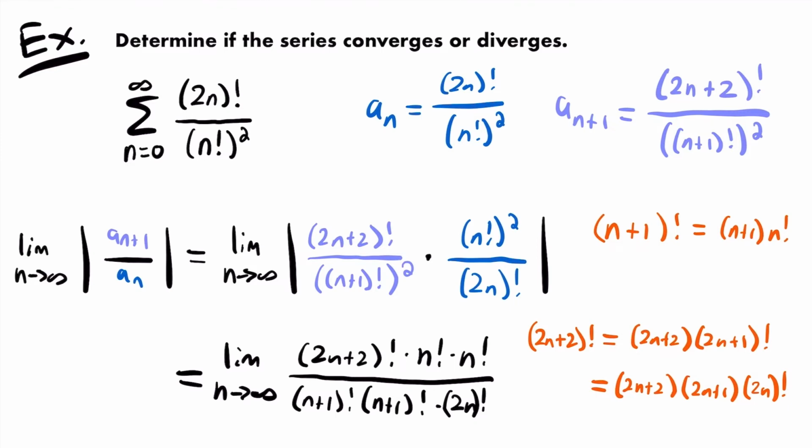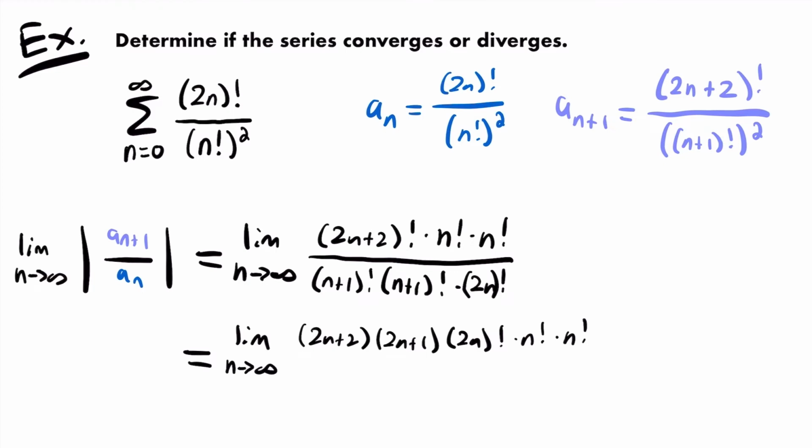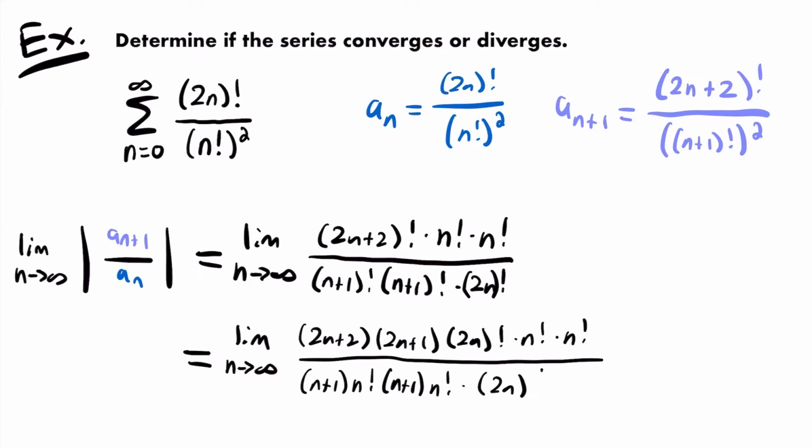evaluate. So if I clean up my work here, this limit will be equal to the limit as n approaches infinity of 2n plus 2 times 2n plus 1 times 2n factorial times n factorial times n factorial divided by n plus 1 times n factorial times n plus 1 times n factorial times 2n factorial.